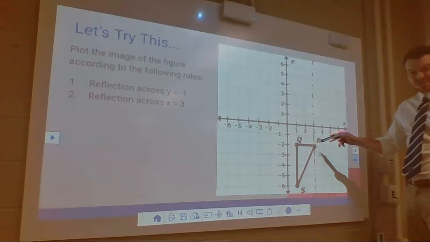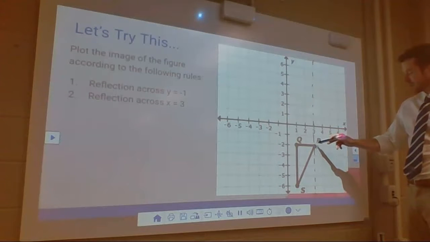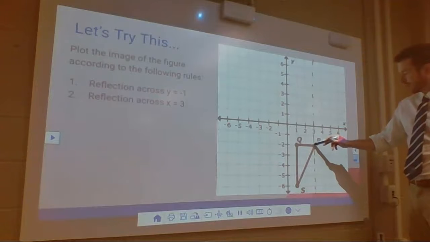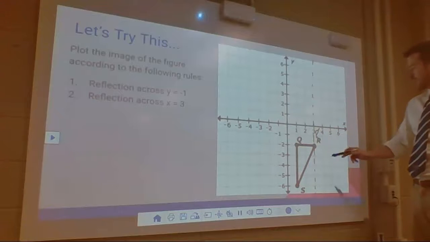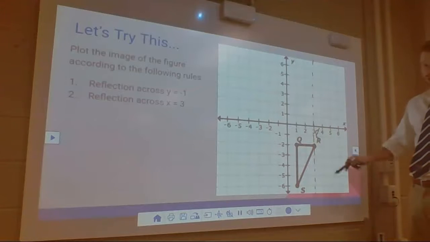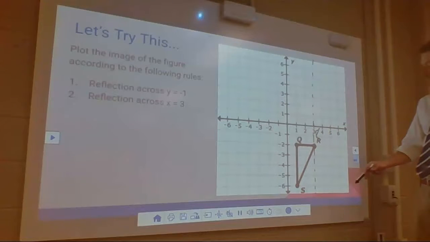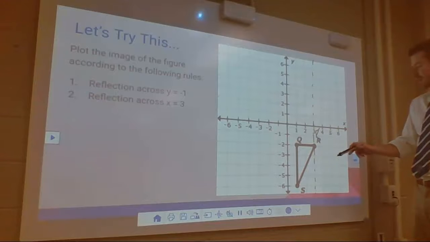It's 0 units away from that line of reflection. So I'm just going to plot a point right there. I mean, it's just on top of R, and that's also going to be R prime. So because R is on that line of reflection, R prime will have the same coordinates as R.